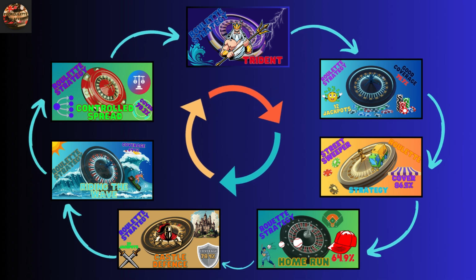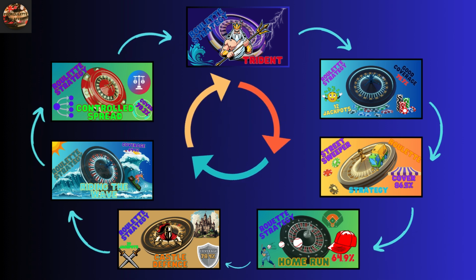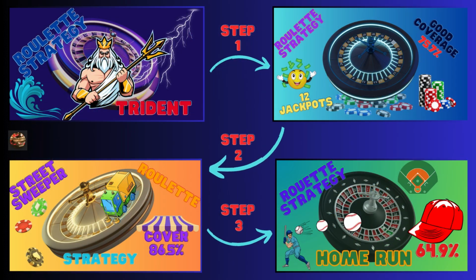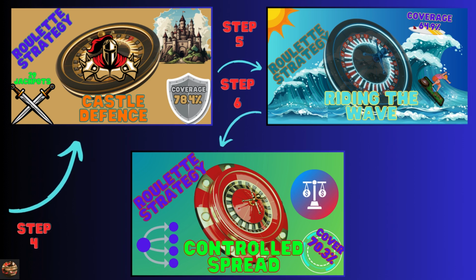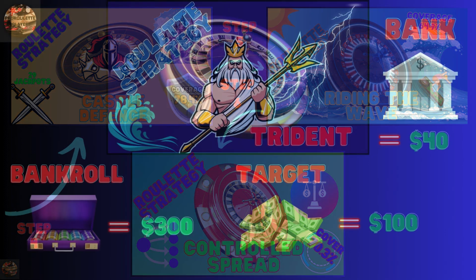If you have been watching the previous videos, you will notice the 7 strategies that are laid out in this video. Starting from the order of progressions of each session, we'll begin with the Trident Strategy, Step 1 to Scatter Strategy, Step 2 moving on to Street Sweeper, then Step 3 onto Home Run, Step 4 Castle Defense, Step 5 Riding the Wave, and finally onto Control Spread Strategy. Let's take a look at how this would play out with each step.